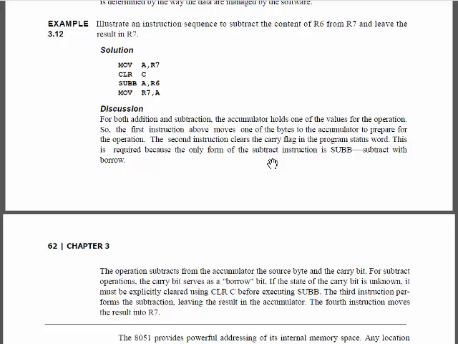We clear the carry flag. So for addition, clear the carry flag in the program status word. And then we subtract from the accumulator the contents of R6. And then we move A back to R7. So what we're essentially doing is subtracting R6 from R7 and moving the data back into R7. It's a very simple little subtraction.